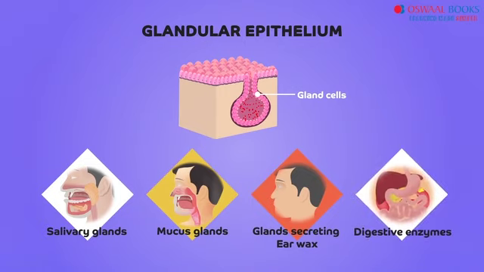producing digestive enzymes. Well, with this, we come to the end of the types of epithelial tissues.